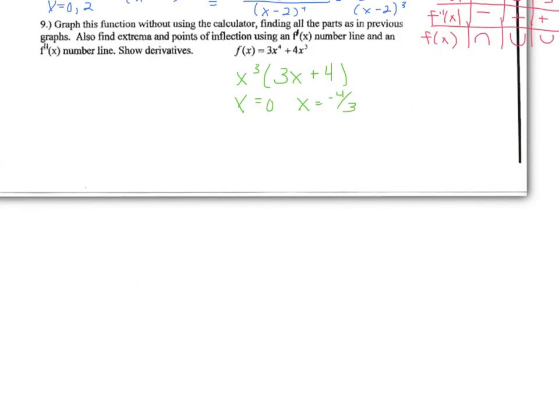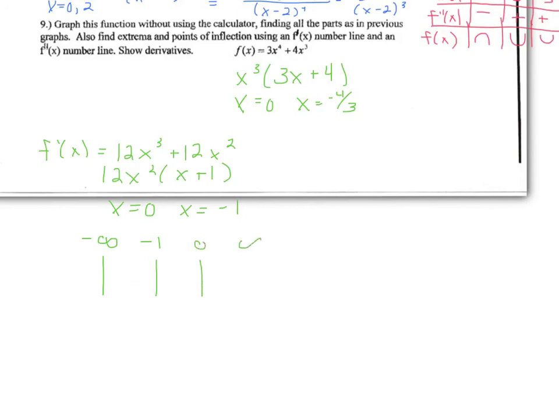To find our extrema, we're going to take the derivative. So we'll get 12x cubed plus 12x squared. And to find the critical points, we'll factor out a 12x squared. So we'll have critical values at x equals 0 and at negative 1. Then we can do a first derivative test to see where our function is increasing and decreasing, and where we have some maxes and mins.